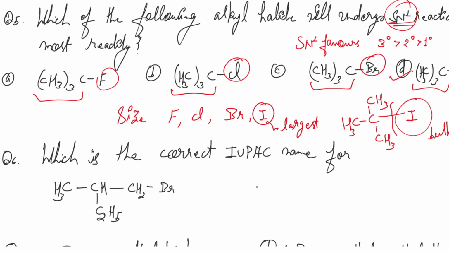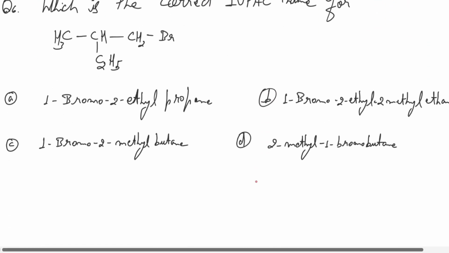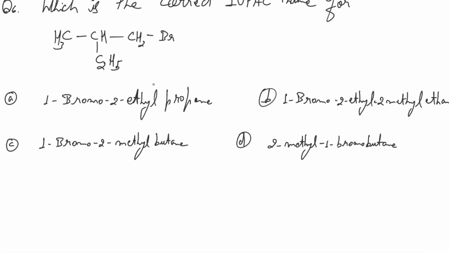Now let's move to the next question: which is the correct IUPAC name for this particular compound? Here you can see this is the bromide. So how can you do the numbering? Either you can number 1, 2, 3, so propane could be there, right? And this is your ethyl group. But remember, you could think the first option is correct, but the first option is not correct, and neither is any other.